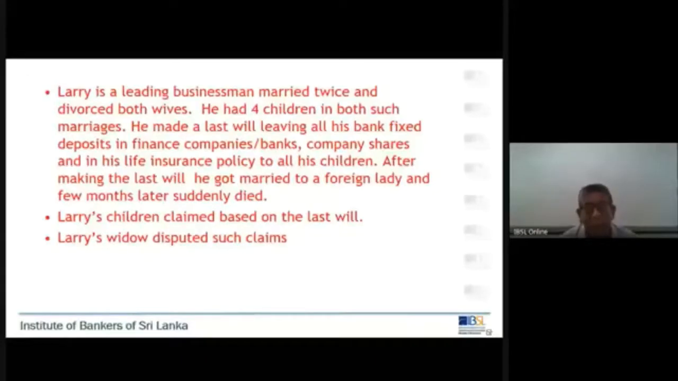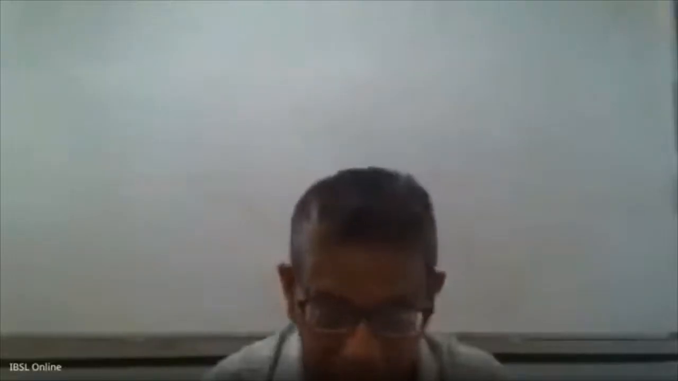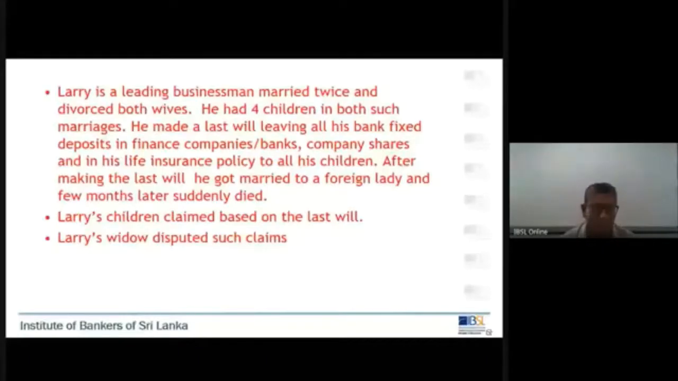What is the second case? Larry's case. Now, Larry is a leading businessman, married twice and divorced both wives, right? He had four children from both such marriages. I don't know how many, for one or two or three, like that, but all four children are from previous marriages. So he made a last will leaving all his bank fixed deposits, his finance companies and banks and everything. And after making the last will, he got married to a foreign lady and a few months after suddenly died.